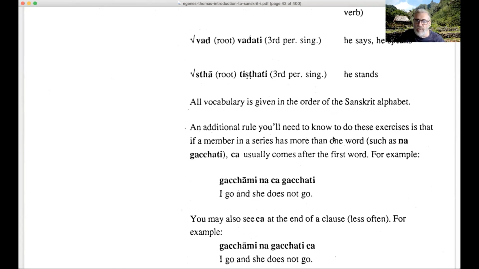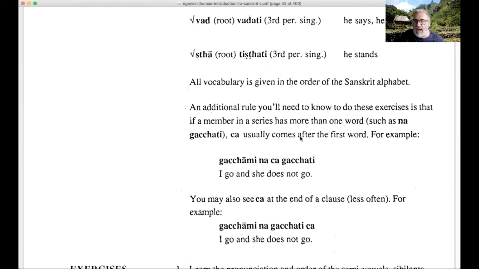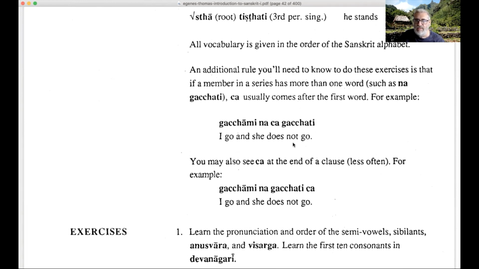In addition, an additional rule you'll need to know to do these exercises is that if a member in a series has more than one word, such as na gachati, cha usually comes after the first word. For example, he's giving you an example of this. Gachami, na cha gachati. Right? Here gachami means I go. And cha gachati. But the cha comes in between the na and the gachati. So I go, and she does not go. It could be he or it, right? I go and she does not go. That's what it means. And that's the order it'll be in.